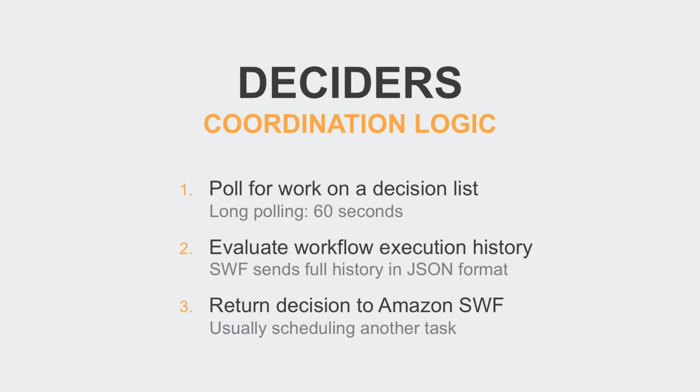And then it will return the decision to SWF. So SWF itself is the coordinator. You'd have the decider pick up a job, decide what the next course of action is, and then return that next course of action to SWF. And then it continues to loop on that over and over again.